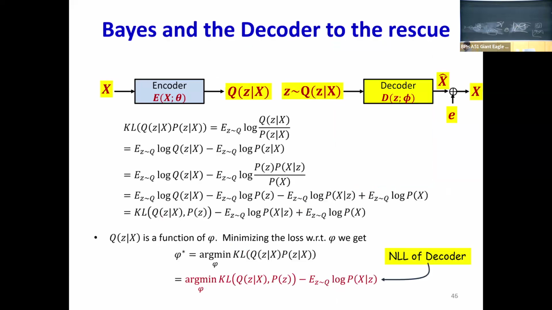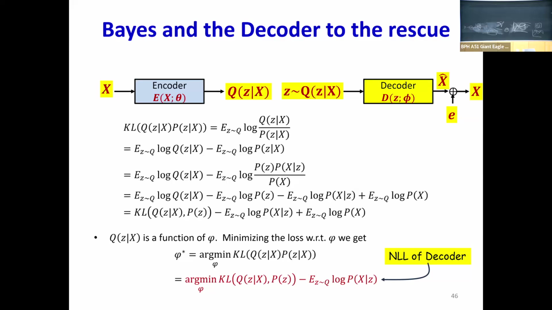Yeah. And now we have a bunch of math, okay? Now, of course, we all love math here at CMU. So the KL divergence between Q and P is simply the expectation over z's of log of Q over P of z given x, right? And I can rewrite this as the expectation over z's drawn from Q of the log of Q of z given x minus the expectation over z's of log of P of z given x.